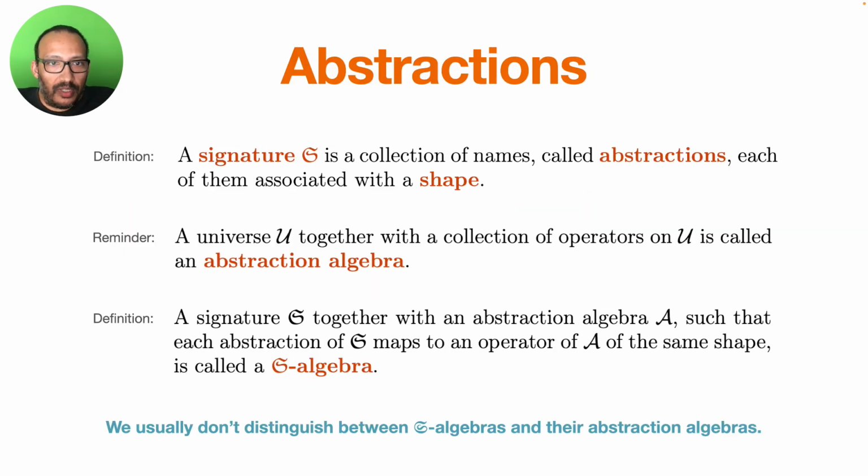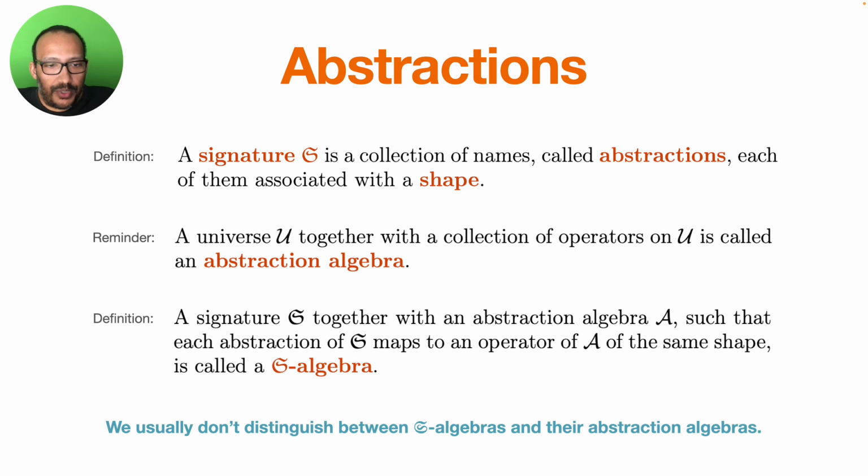So abstractions are really just names. And so a signature is a collection of names. And these names are called abstractions. And each such name is associated in the signature with a shape. Okay? And so we've seen a universe together with a collection of operators is called an abstraction algebra.